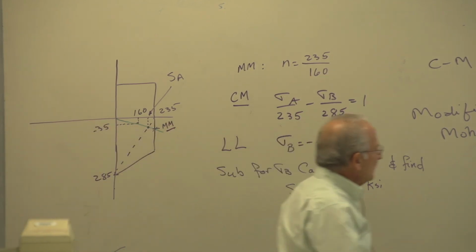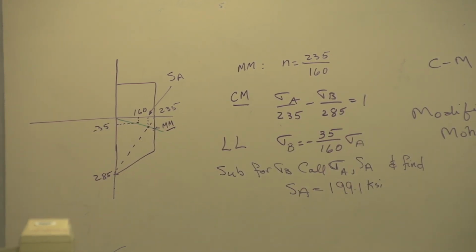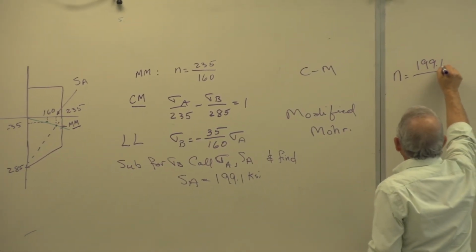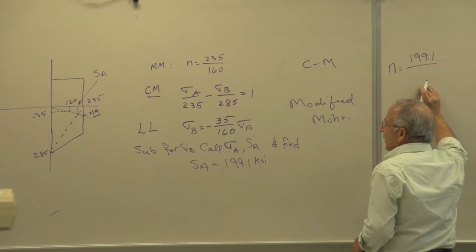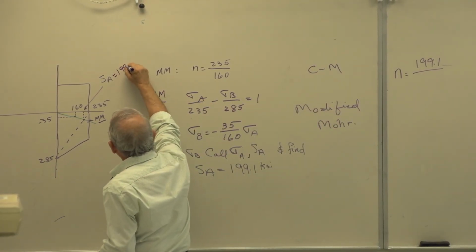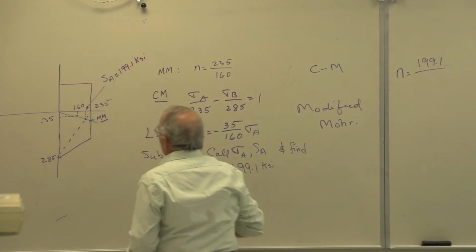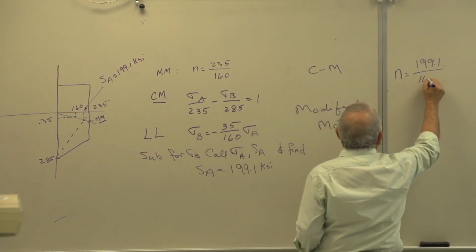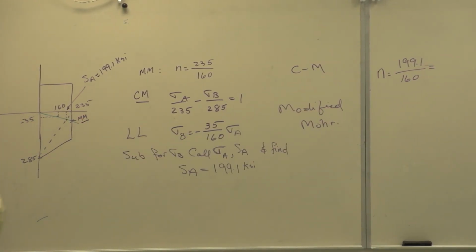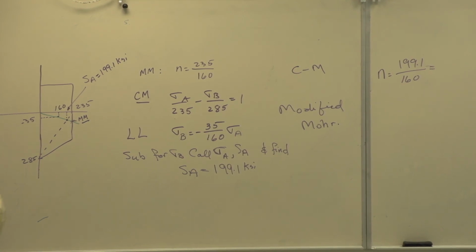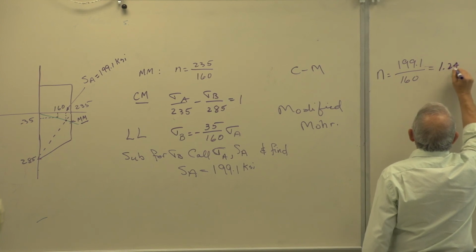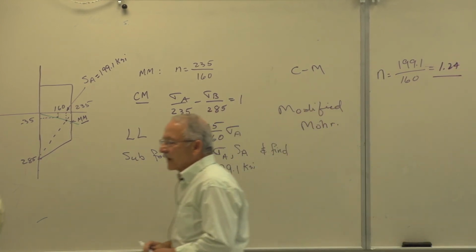Then your factor of safety is 199.1, that's SA, 199.1 ksi, divided by 160. Comes out to be 1.24. So that's the factor of safety for that.